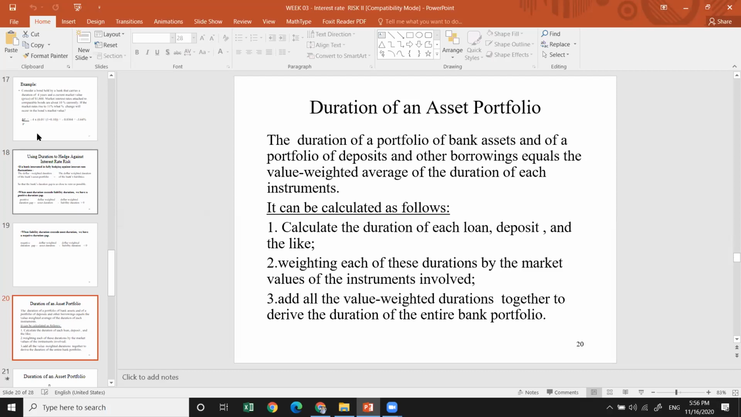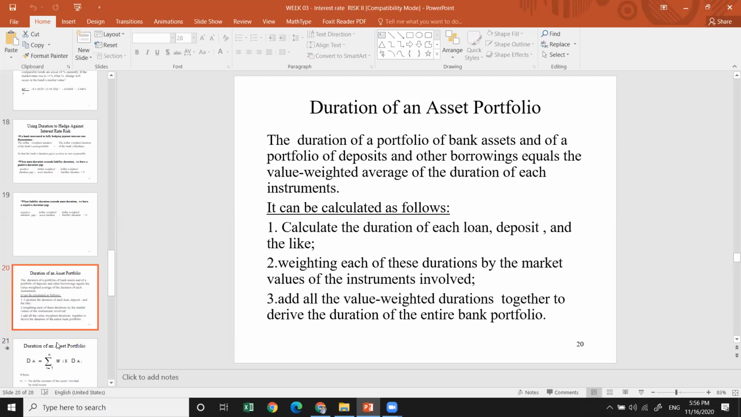Let's say above we calculate the duration of the bond, but you also have the duration of the treasury bill, the duration of the borrowing, and the duration of the deposit. So calculate them separately, then put a weight and add all those weighted duration values together to derive the duration of the entire bank portfolio. This is how you calculate. When we get into the example, you will understand better.